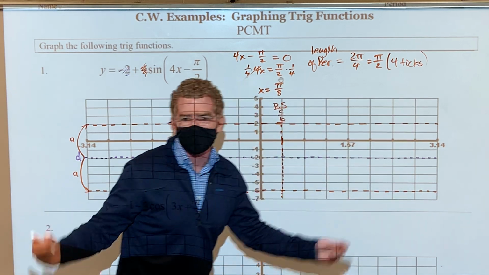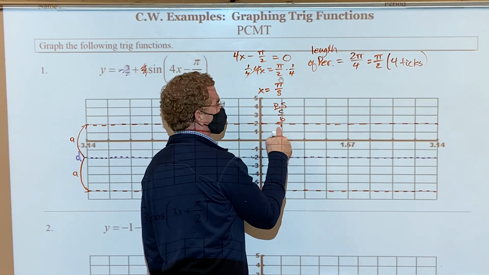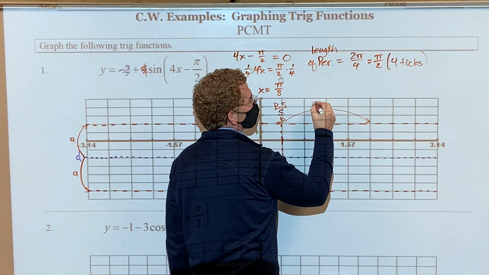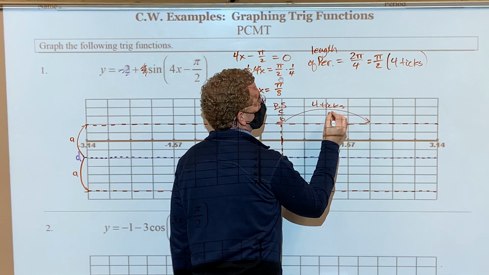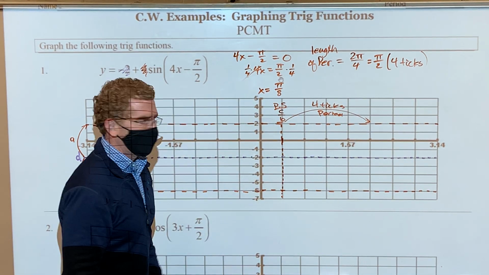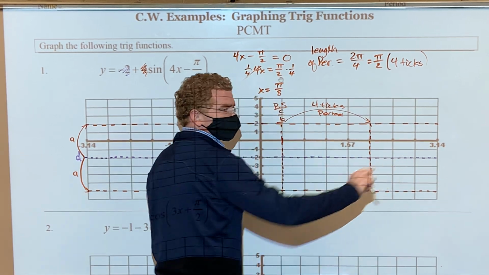Heck, it could be 8 on the next one. Could be 1 on the next one. But we're going to go 4 ticks from here. So 1, 2, 3, 4. That is 4 ticks, which is my period. Y'all with me? And that is the end and the beginning of the next.